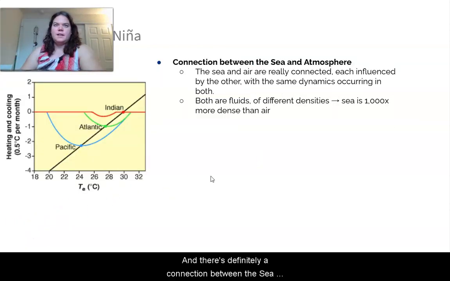And there's definitely a connection between the sea and the atmosphere. We see that the sea and the air are connected to each other. They're influenced by each other. They have the same kind of dynamics occurring in each other because both are fluids. They're different densities, but they're both fluids, and the sea is 1,000 times more dense than the air is.